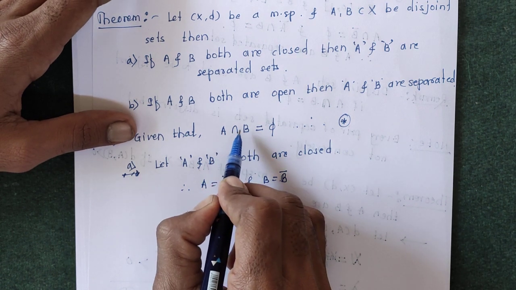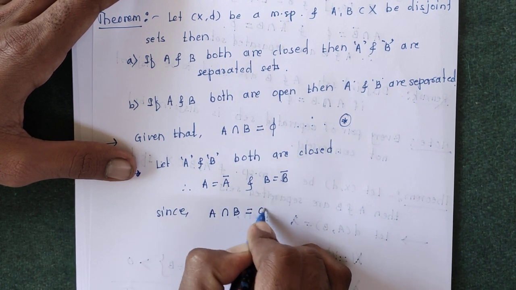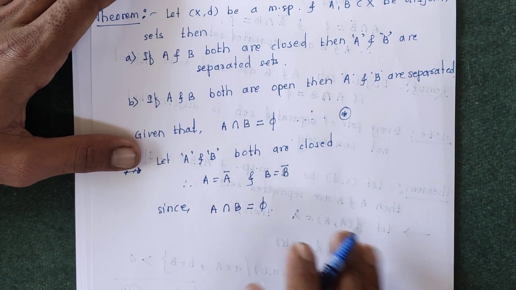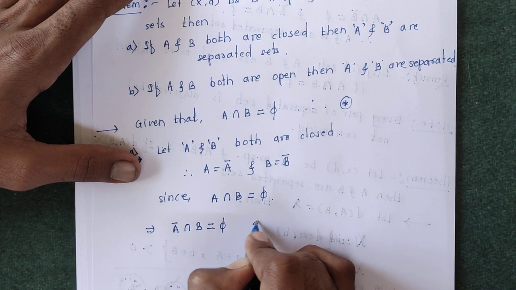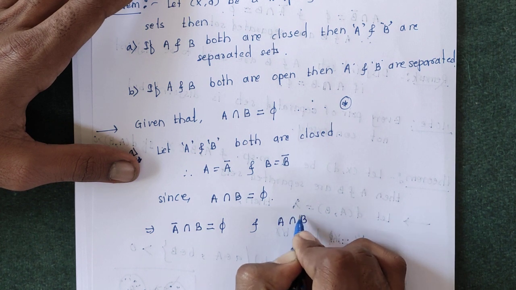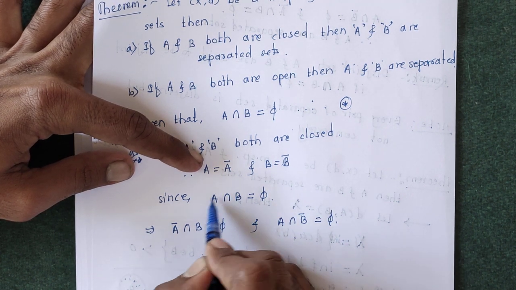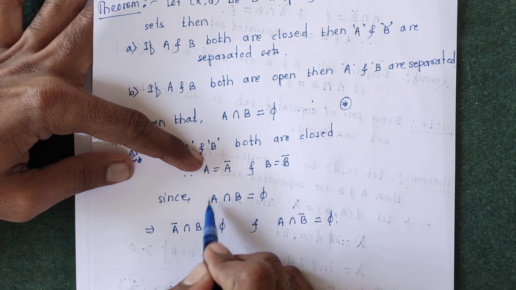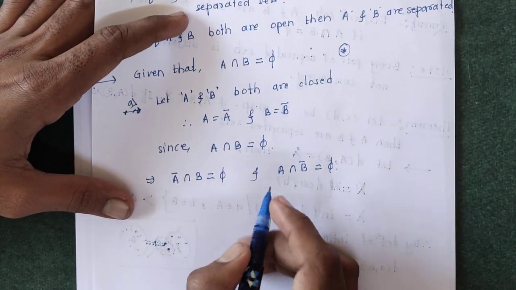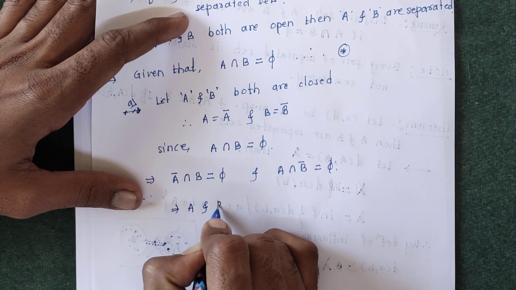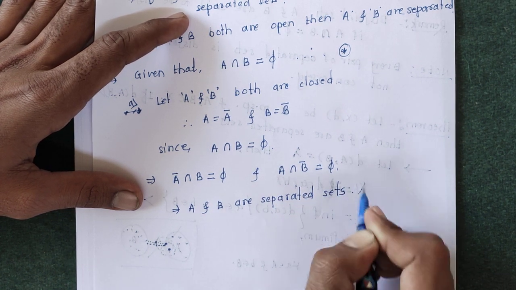Since we are given that A intersection B is equal to phi, and here A is equal to A closure and B is equal to B closure, just putting A equal to A closure in this equation, we get A closure intersection B is equal to phi, and again putting B equal to B closure in this equation, we get A intersection B closure is equal to phi. So we can write A and B are separated sets. Hence the proof of the first part.